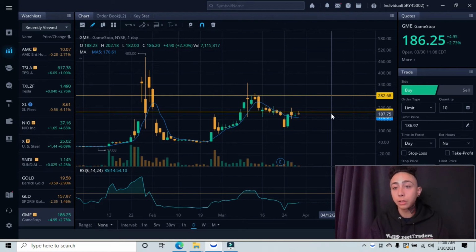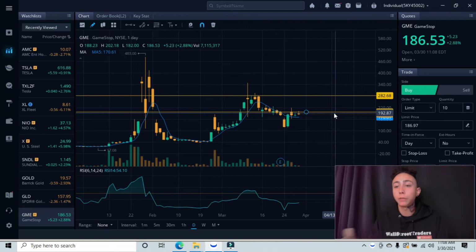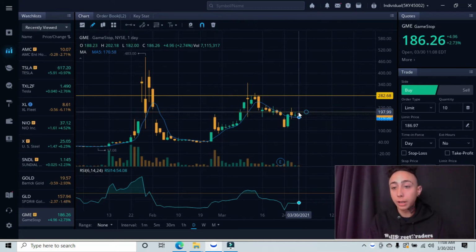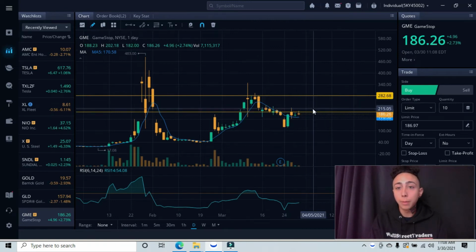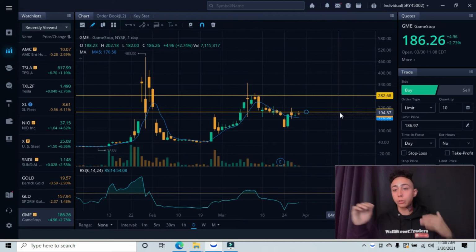So once it tests this area, that would be a good buy opportunity to get in. Have your stop loss on the opposite side since it's been tested. So if it drops back below this area, you obviously want to get out. So as of right now, you would wait for a clear direction for this to come up, come back down, retest our $200 area, and then have your target and your stop loss set.